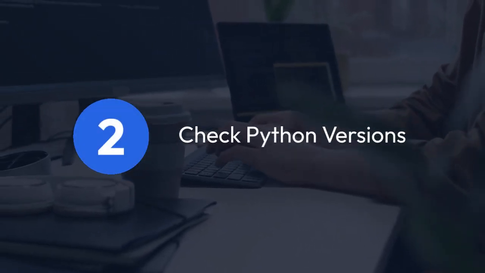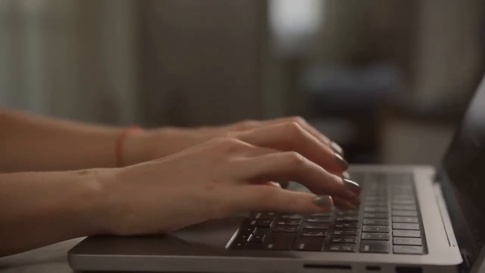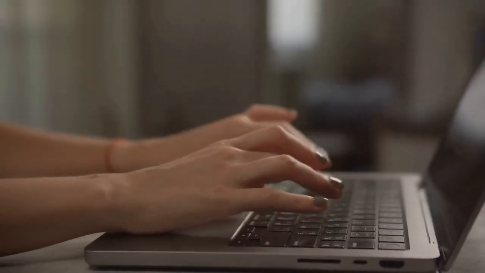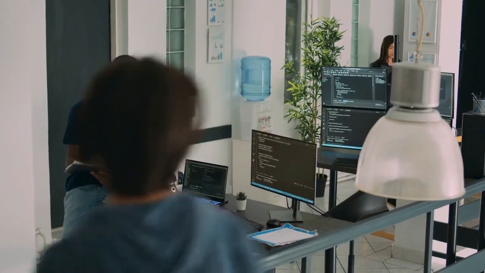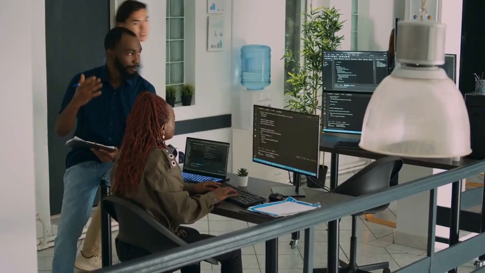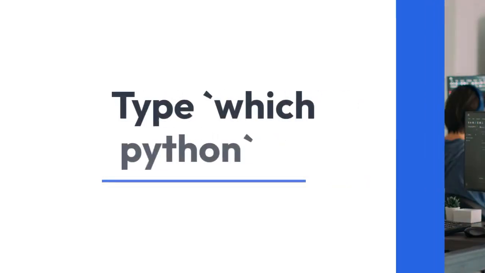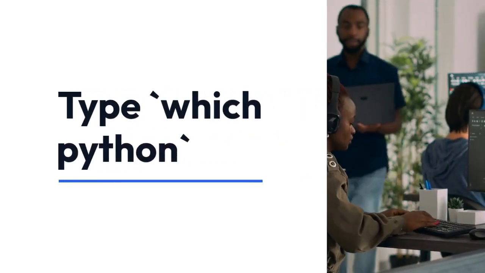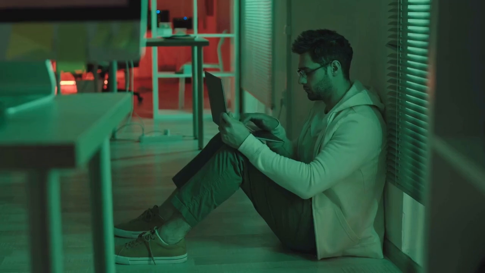2. Check Python versions. macOS often has multiple Python versions installed: System Python, and those you've installed using Homebrew, installers, etc. The pip you're using might be associated with a different Python than the one you're running your script in. To check which Python your terminal uses, type which python. This tells you the path.